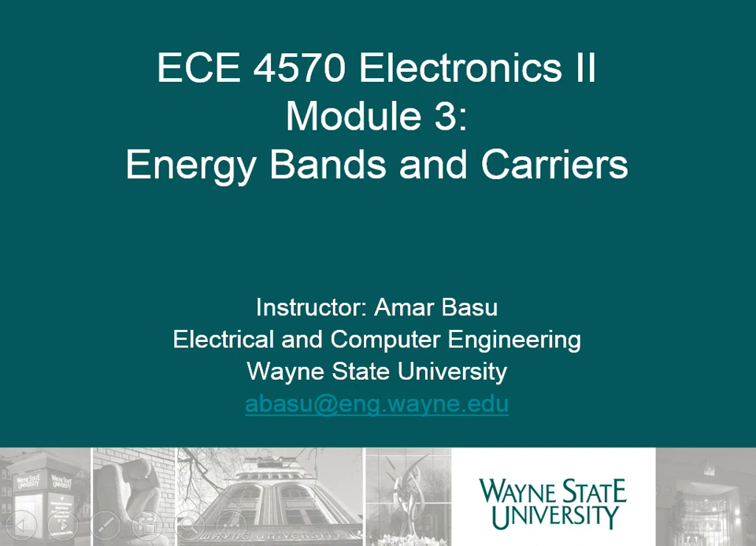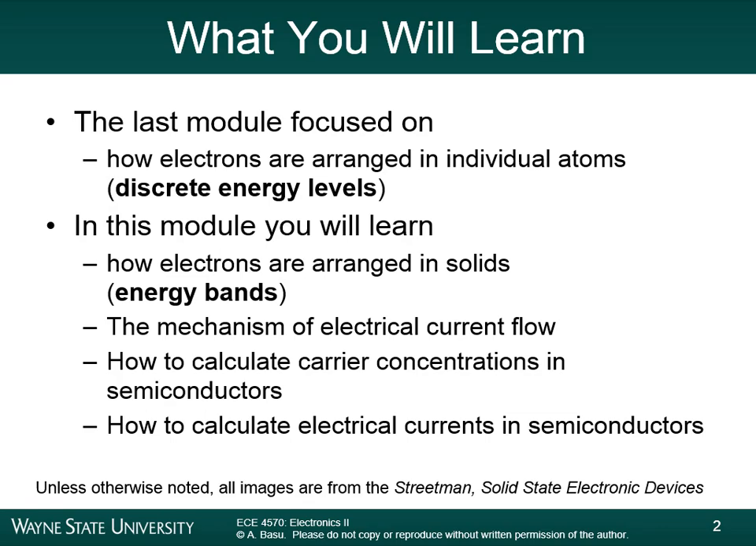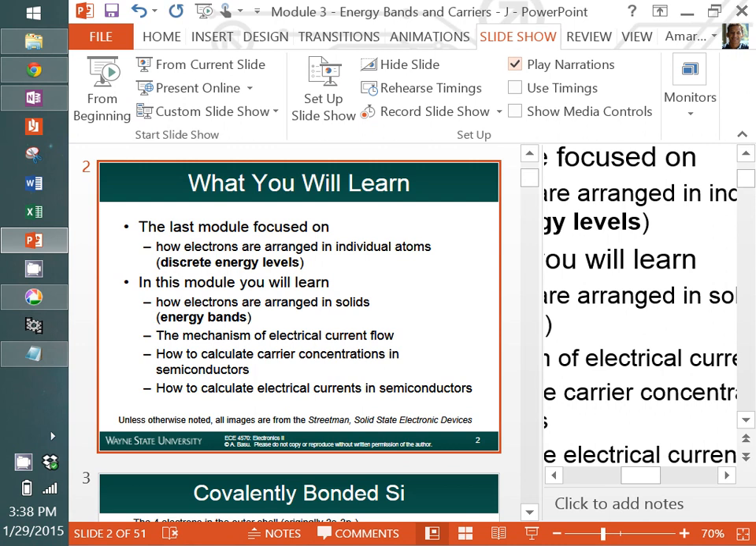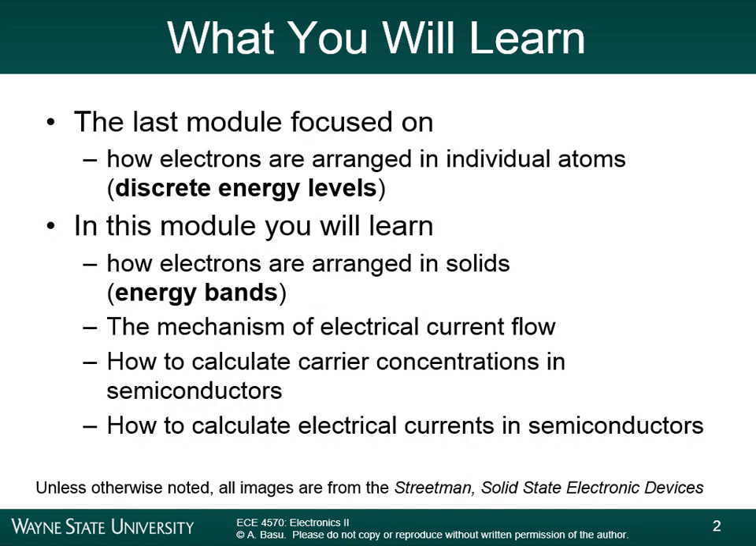Okay, so this next module is on energy bands and carriers. So the last module focused on how electrons are arranged in individual atoms. The example that we ended off with in the last module was where you have a single nucleus. The single nucleus has a certain electrostatic potential boundary condition around it.